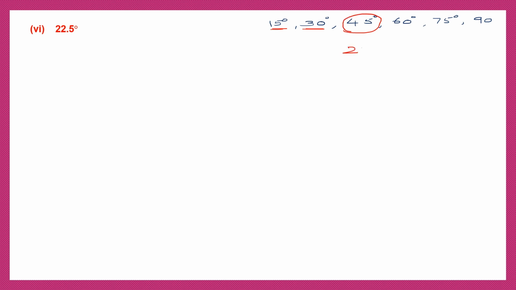Half of 45 is 22.5 degrees. That means we have to construct an angle of 45 degrees and then bisect it. Divide it into 2 and you'll get 22.5. Now how do we get 45 degrees? We have to get 90 degrees first and then bisect the 90 degrees. You will get two 45-degree angles. Bisect one of those, you will get 22.5.